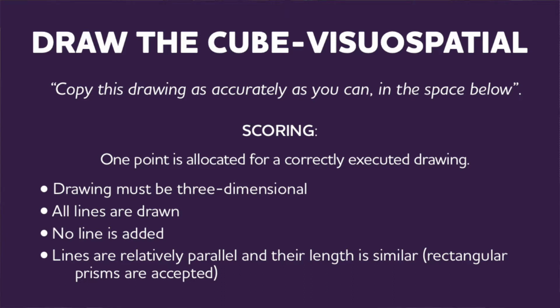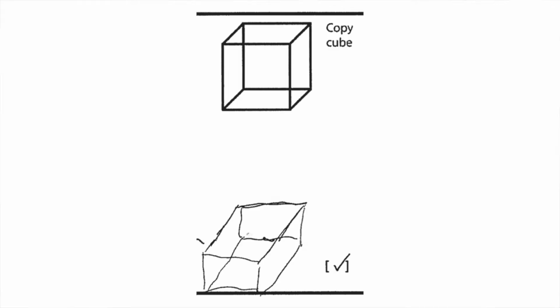Scoring involves several elements. It needs to be a 3-dimensional drawing. The lines should all be drawn. They cannot have any additional lines. And you want to have lines that are relatively parallel with similar length. It is acceptable for them to end up with a rectangular prism instead of a square.